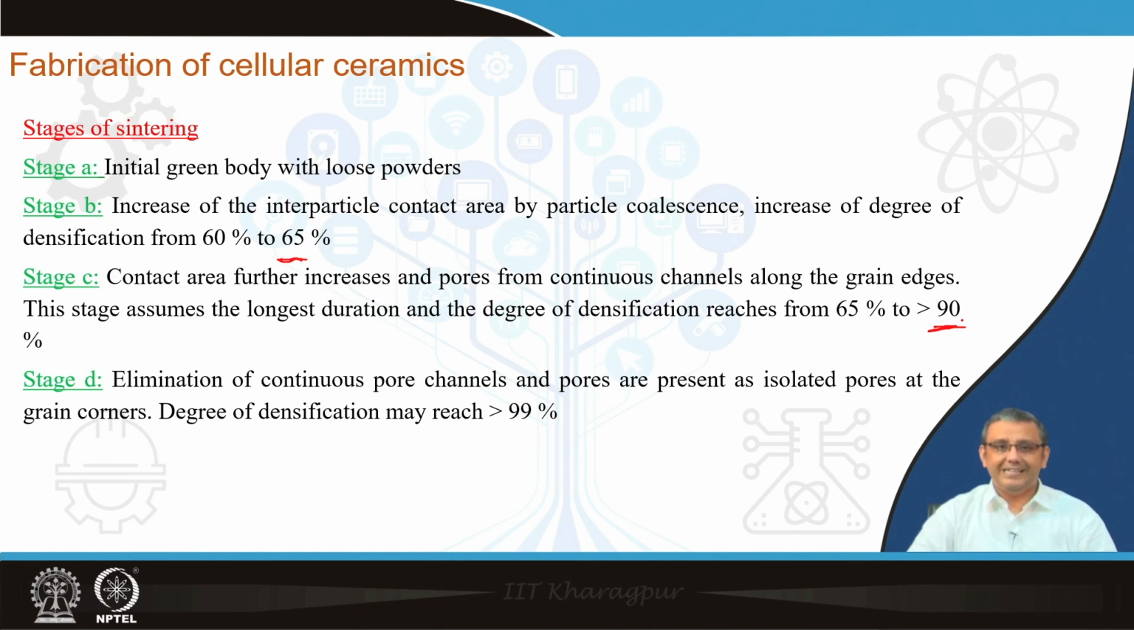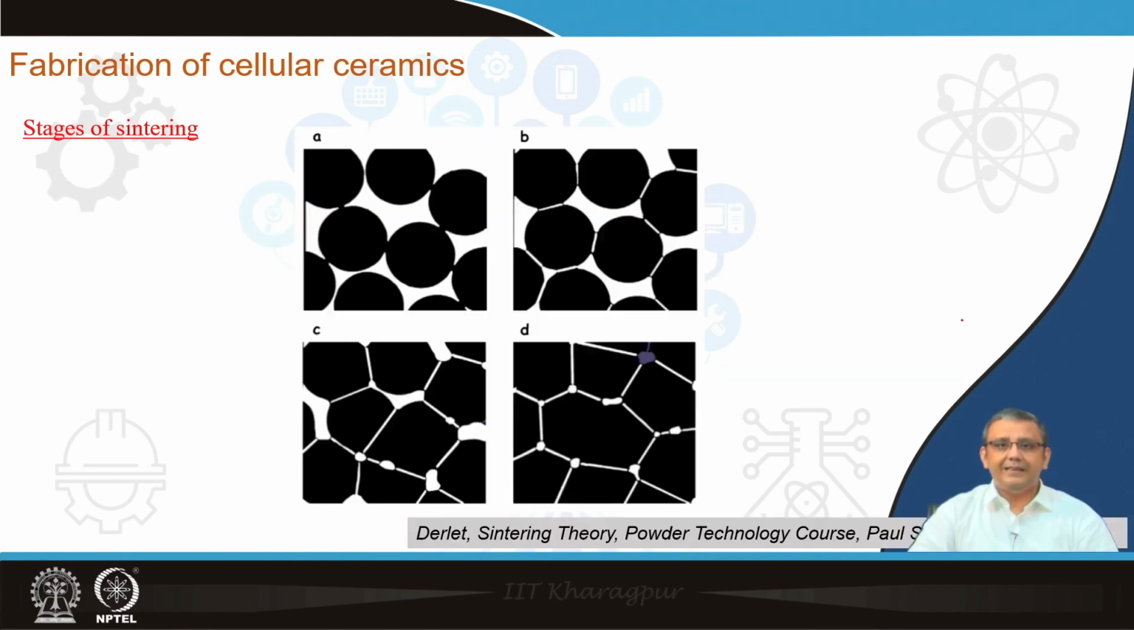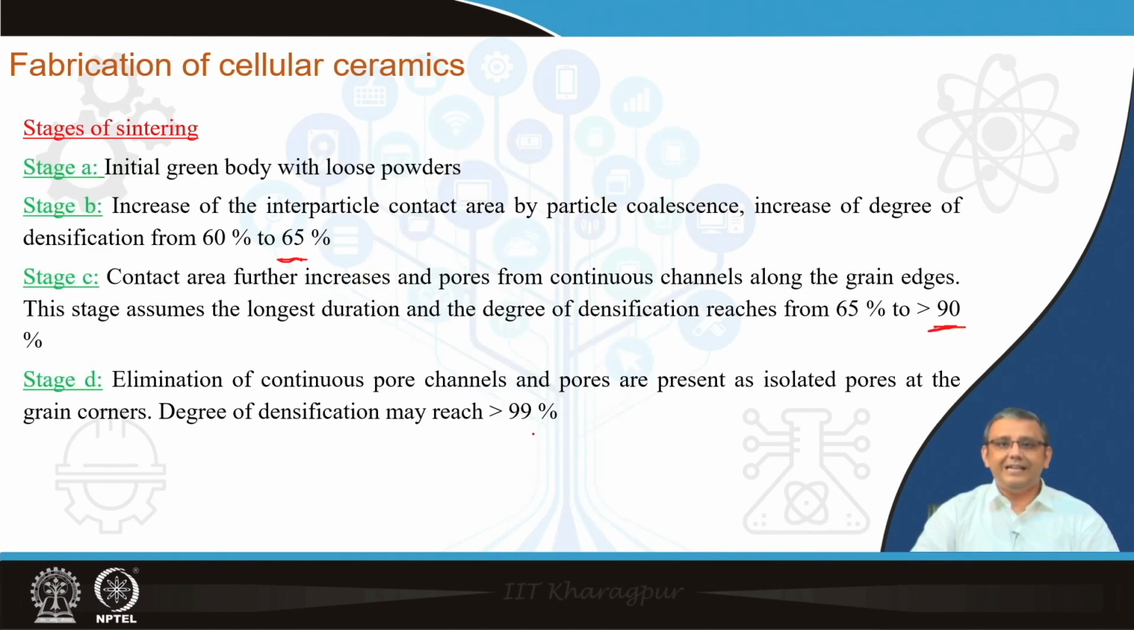And finally, in stage D, at even longer sintering time or higher temperature, these interconnecting pores pinch off, and this forms small pores at the particle corners. So, as you can see, this is one pore, this is one pore. These individual pores are present at the particle corners, and at the end of this stage we attain more than 99% densification, depending upon the material and the selected sintering conditions.